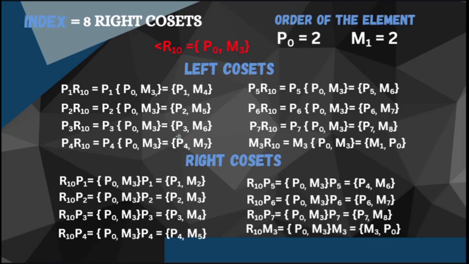As you can see, the left cosets and right cosets are not equal to each other. Therefore, it is not a normal subgroup. Since our subgroup is not a normal subgroup, the order of the factor group does not exist. Let's proceed to the index.